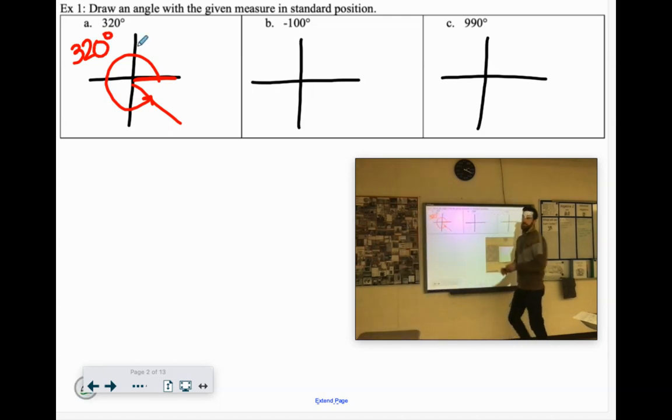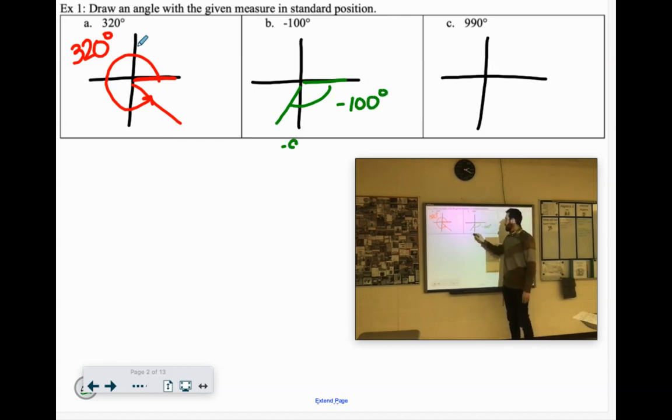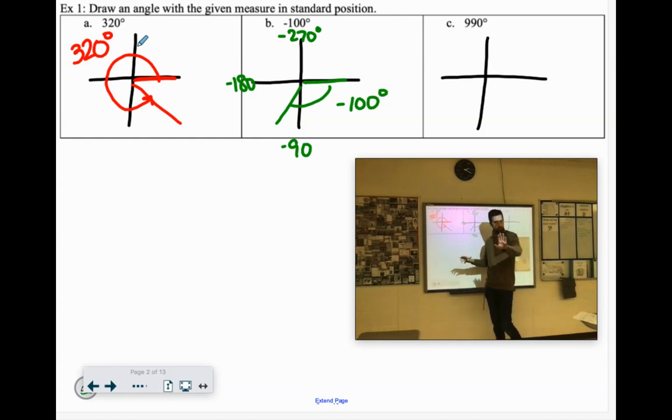Now if we go to negative 100 degrees, we're starting right here. And we're going down past negative 90 a little bit. So we'll say negative 100 degrees. If it helps, you can always label, like negative 90, negative 180, negative 270, and negative 360. You can do that if you want. Don't need to, but you can if you want.